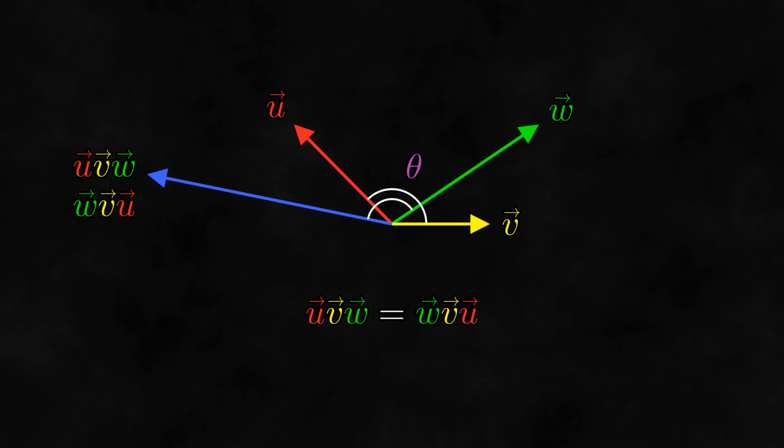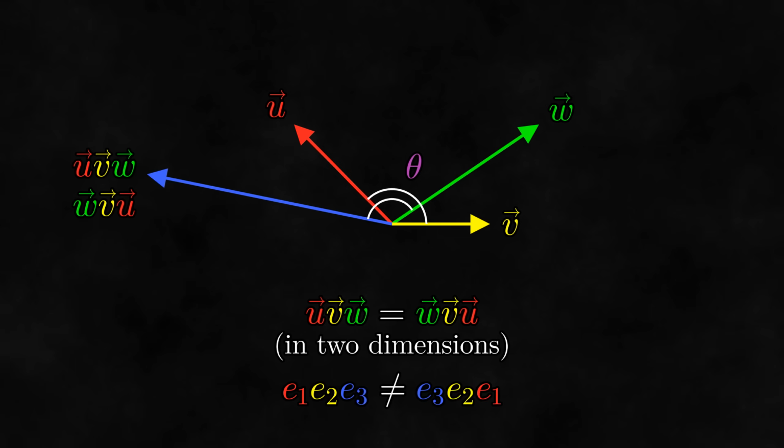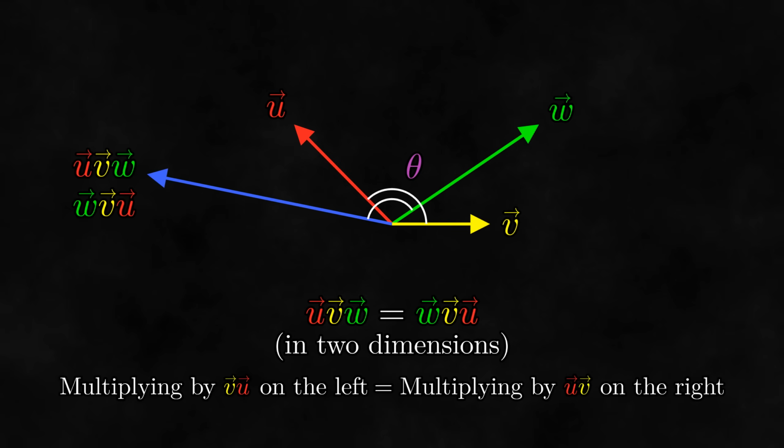In fact, in two dimensions, this is true for all vectors u, v, and w. However, it's important to know that this equation is only valid in two dimensions. Even in three dimensions, the product e1e2e3 is not equal to e3e2e1. But in two dimensions, this result is true, and it can be useful at times. We can also think of this in terms of rotations as saying that multiplying by vu on the left produces the same rotation as multiplying by uv on the right.